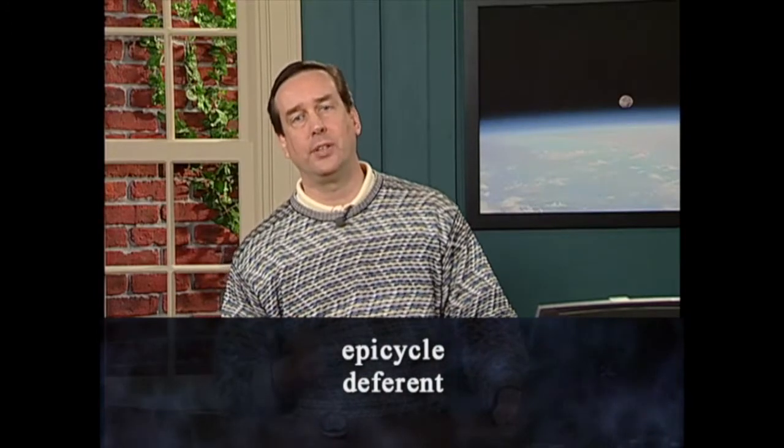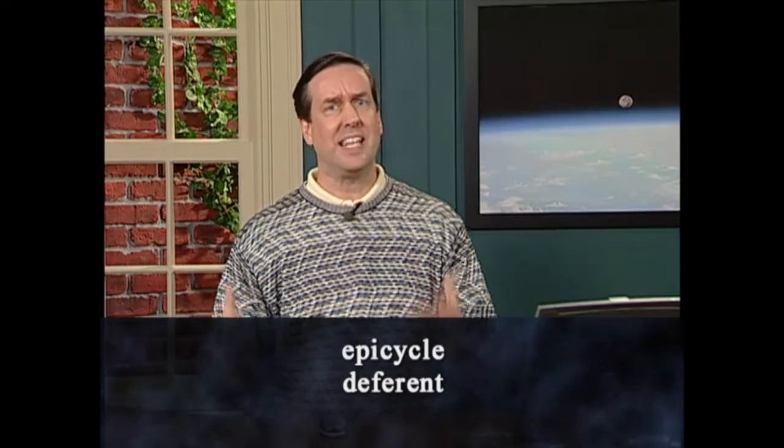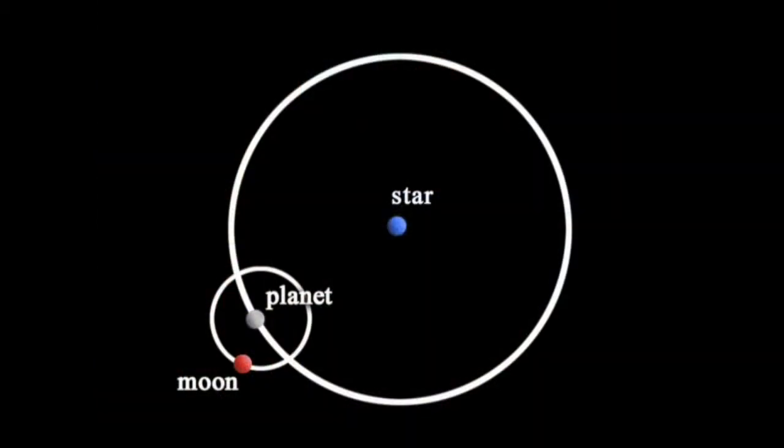What about the motion of the moon? Well, it didn't quite work for the motion of the moon. For that, we needed a different geometrical construct called epicycle and deferent. And these are really cool words, and they're a little bit scary, but they really are a concept you already know. If you think about a star and a planet orbiting around that star, and then a moon orbiting around that planet, you already know epicycle deferent.